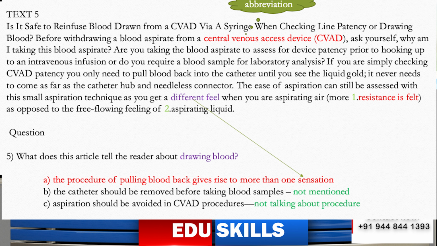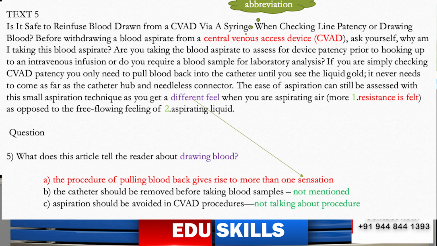C, aspiration should be avoided. They said aspiration is enough, but they are only mentioning how to aspirate, right? What to check while we are aspirating the blood: only that clear liquid will come, like gold color, so that we can stop the procedure. Like that only they are talking here, right? They never say it should be avoided. Did they say in the text that it should be avoided? No, they didn't say.